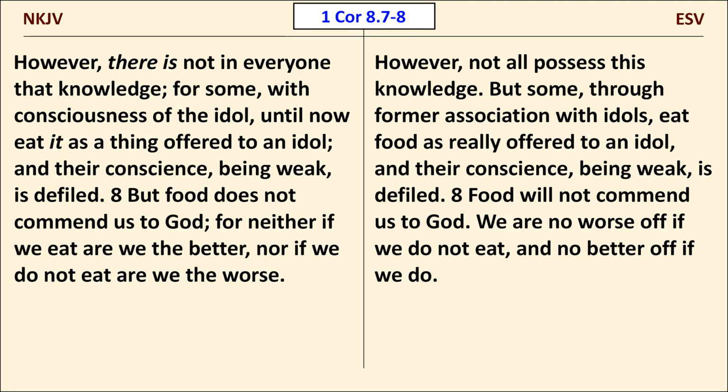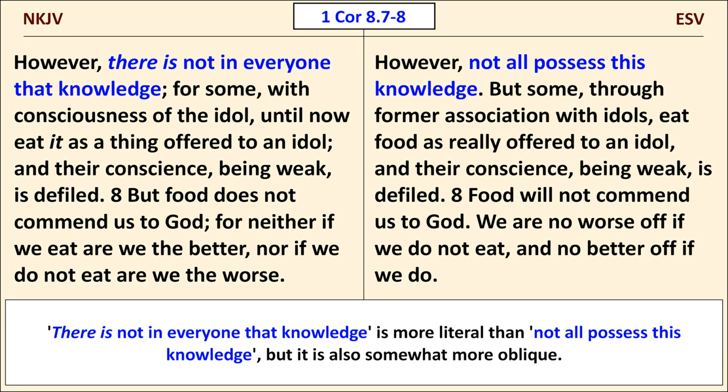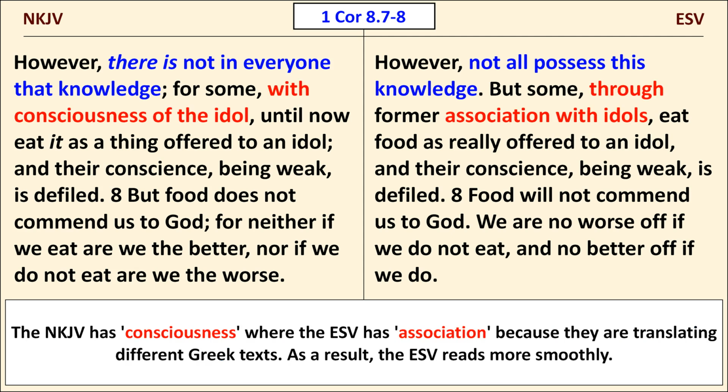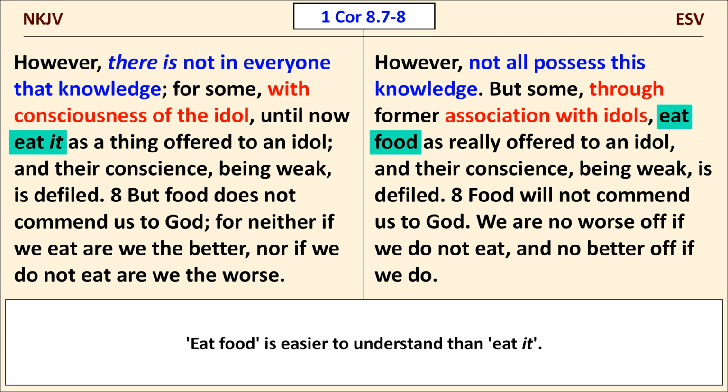We move forward 4 chapters in the same book to 1 Corinthians 8, verses 7 through 8. There is not in everyone that knowledge is more literal than not all possess this knowledge, but it's also more oblique. The NKJV has consciousness, where the ESV has association, because they're translating different Greek texts. As a result, the ESV reads more smoothly. I think the ESV's eat food is easier to understand than eat it.